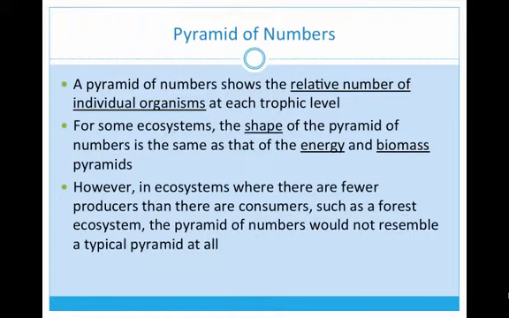But in some ecosystems, there are fewer producers than there are consumers, like in a forest ecosystem. In this one, the pyramid shape gets all sorts of different. We're not going to concern ourselves with those things. We're more concerned that you understand the difference between an energy pyramid, a biomass pyramid, and a pyramid of numbers.